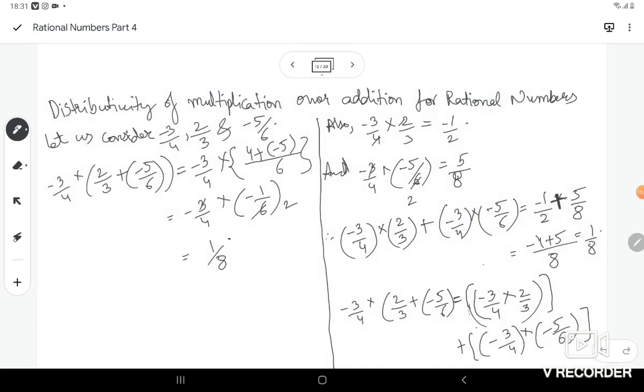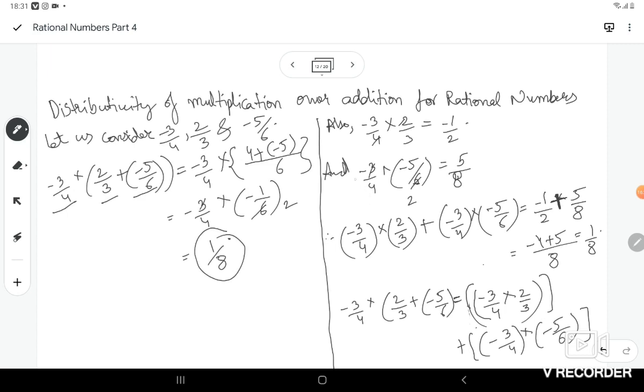Now let us see another concept, that is the distributivity of multiplication over addition of rational numbers. So let us consider three rational numbers, that is minus 3 by 4, 2 by 3 and minus 5 by 6. Now let us multiply these three rational numbers in a way that minus 3 by 4 in bracket 2 by 3 plus minus 5 by 6. On solving this, we get the result as 1 by 8.